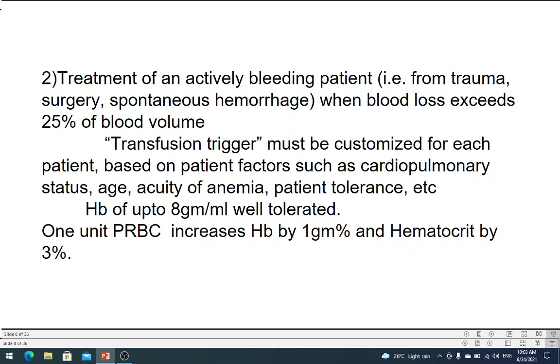Now each unit of RBC will increase the Hb by 1 gram percent and the HCT or the PCV or the hematocrit by 3%.